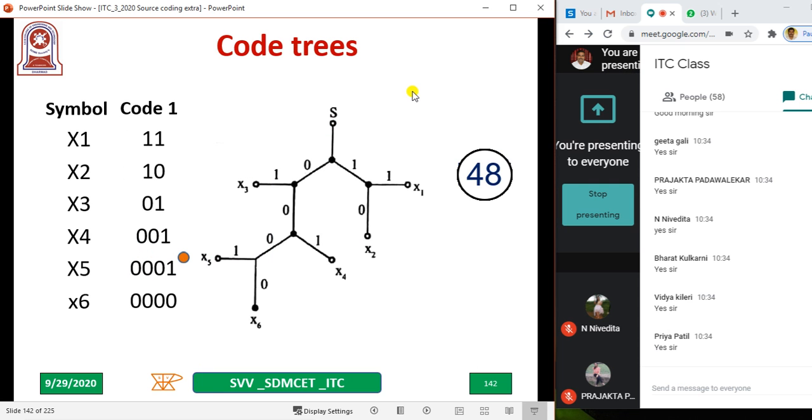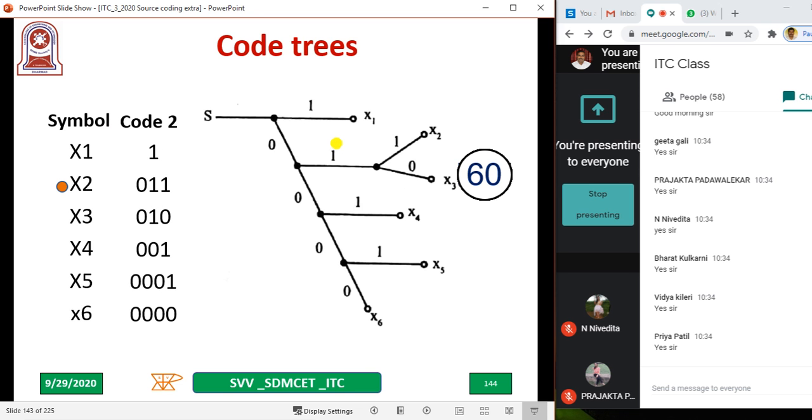So let us go to the second code tree. And you might have written a little bit different, no problem. But when you go along with the path, you should be able to get the code word. So take the second one. So code tree for the code 2.